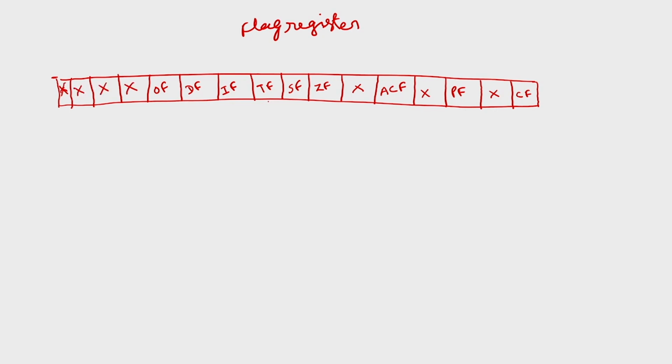Now, we will discuss the function of each flag. The flag is basically a flip flop, so it will have 2 states: the flag can be either set or reset. Under what condition is the flag set? The flags are divided into 2 categories: conditional flags and control flags.